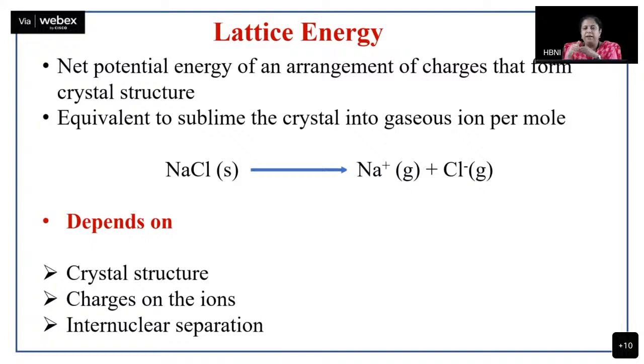What will it depend upon? I just said it is kind of equal to how much energy you really have to invest to break that structure. It depends upon the crystal structure, and on the charges on the ions. We will see the derivation also in a little while. But the higher the charges on the ions, the more strongly they are attracted to each other. And the farther apart the ions are, the easier it is to separate them. So it depends upon the internuclear separation. These are the three main factors that decide the lattice energy of your compound.